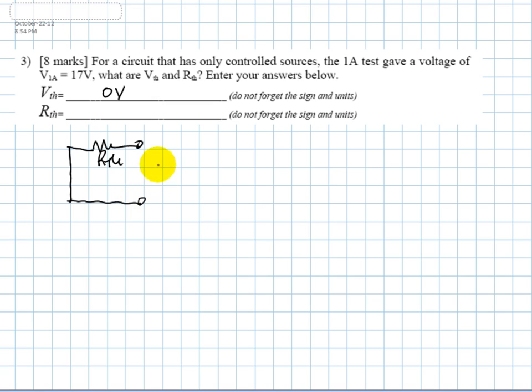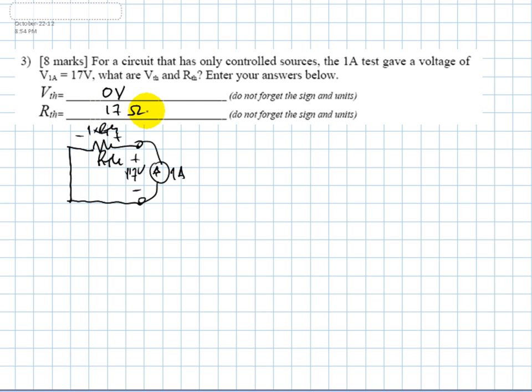But let's draw that. In the 1 amp test, this voltage V1A, which is 17 volts, and the voltage here is 1 times RTH, tells you directly that RTH is 17 ohms, and that is the answer.